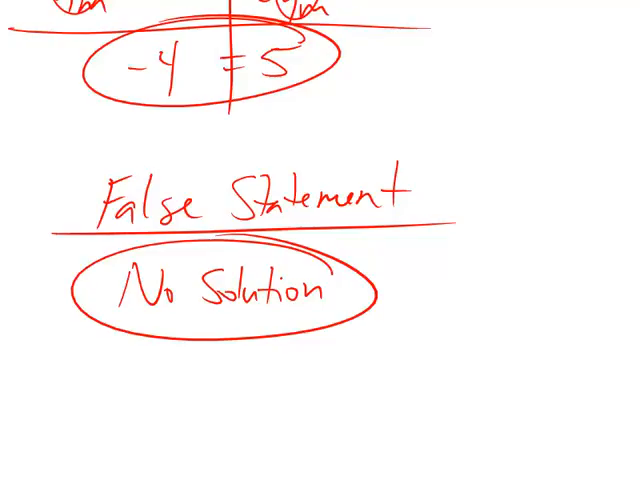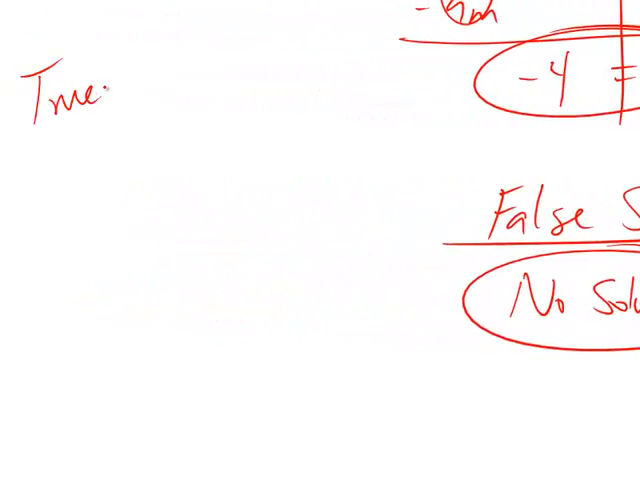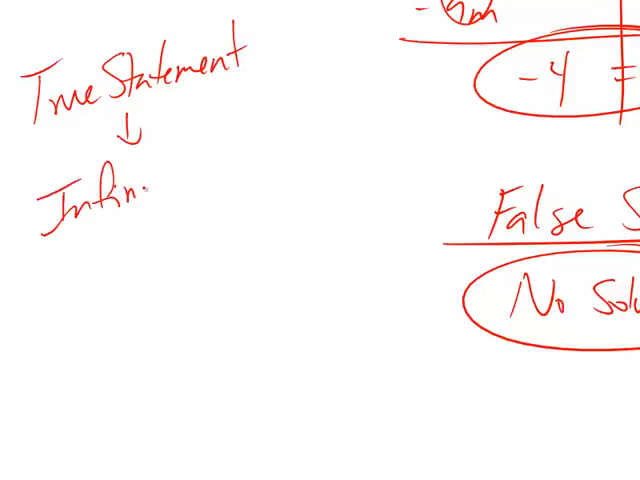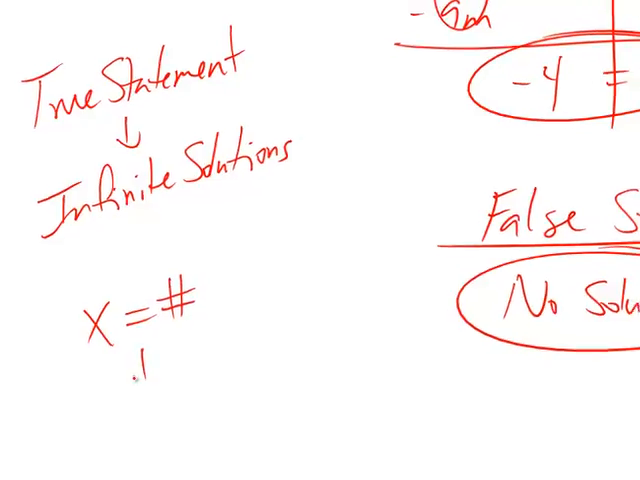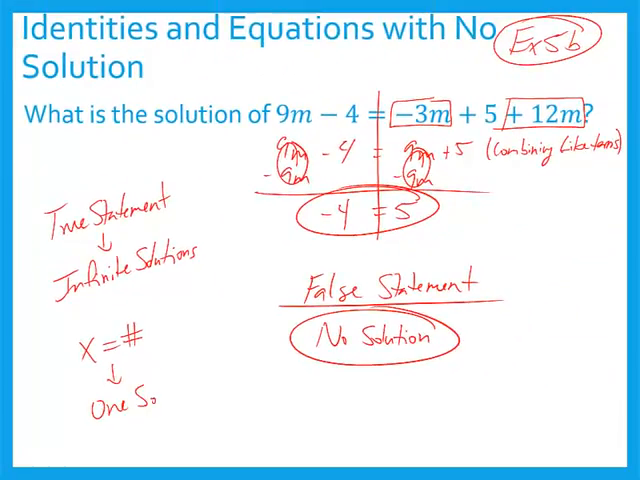I'll go ahead and write those out too. So don't forget, true statement is infinite solutions. And then your variable equaling a number is one solution.